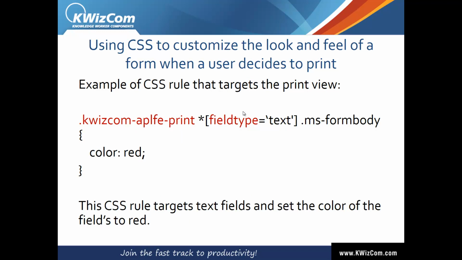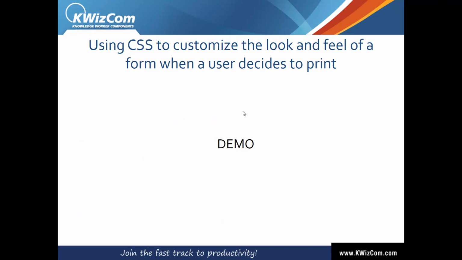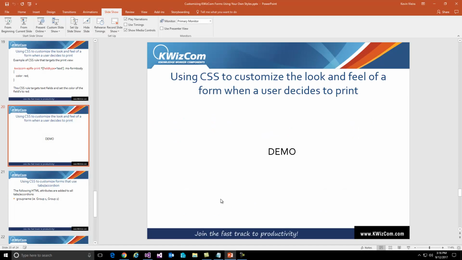You can also use the field type in the print view. You can say this particular rule is saying, when you print in the print view, I want all text fields to be colored red. I want the actual value of the text to be red. So let's see that live. Let's see how we can do that.